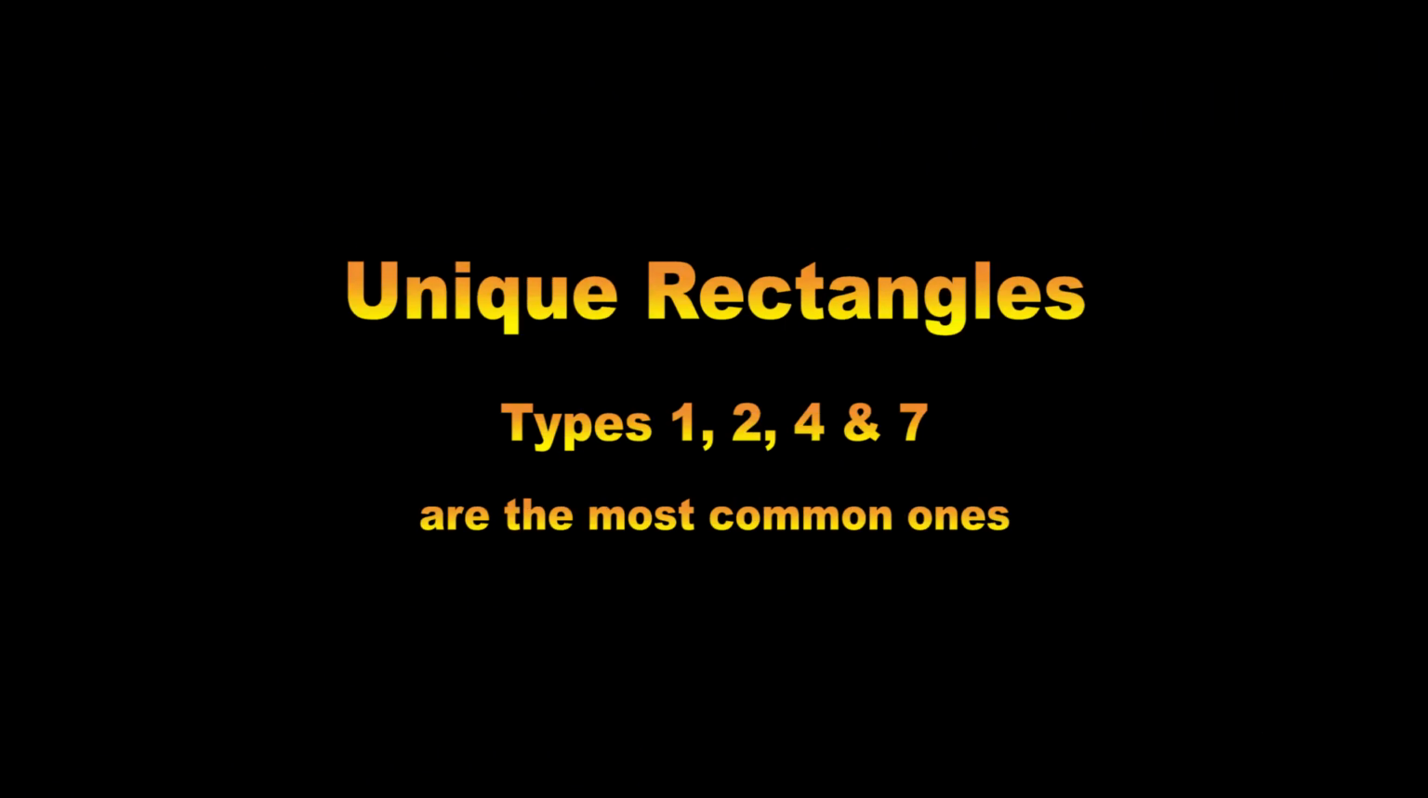So there you have it. Those are unique rectangles. Types 1, 2, 4, and 7 come up all the time, and I'm sure you will find them to be very helpful, especially when you are stuck in a difficult position. The other 3, types 3, 5, and 6, are not as common, but you should still try to always remember how they work in case you ever stumble upon one.